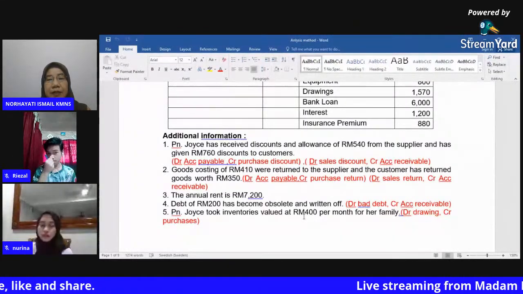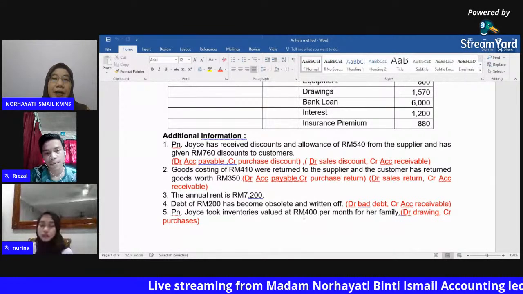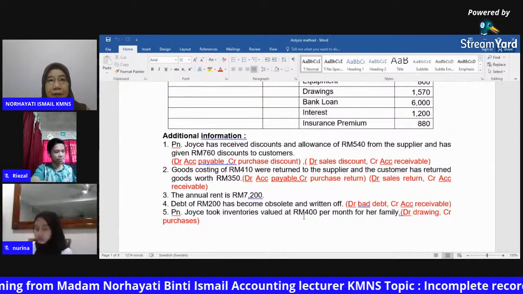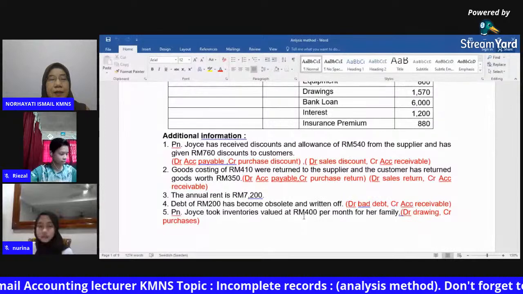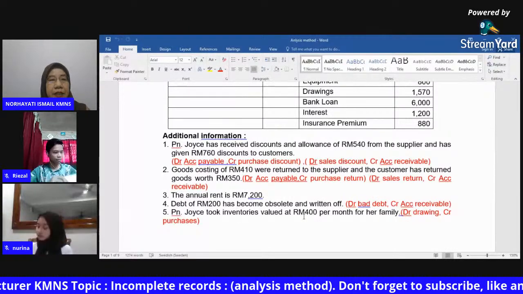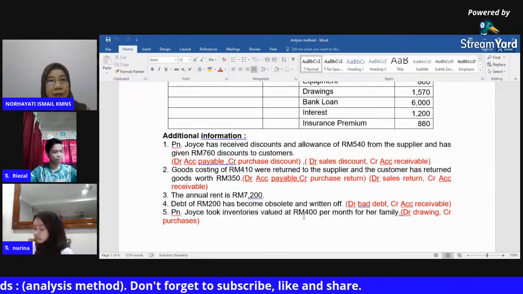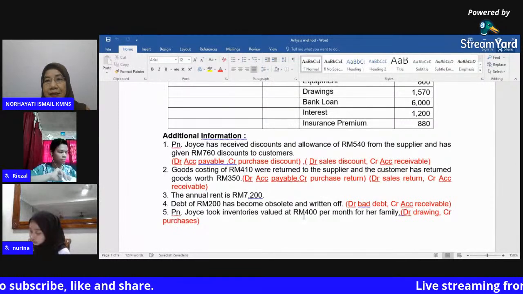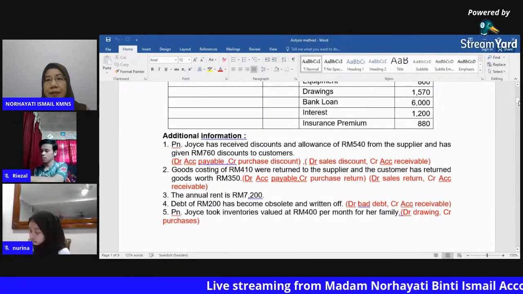So from the question, you can see there are four data given. Number one, the beginning balance. Number two, the ending balance. Number three, the cash book. And number four, the additional information. From the cash book, there is a missing figure, the ending balance for the cash book. Now we look at the next one.